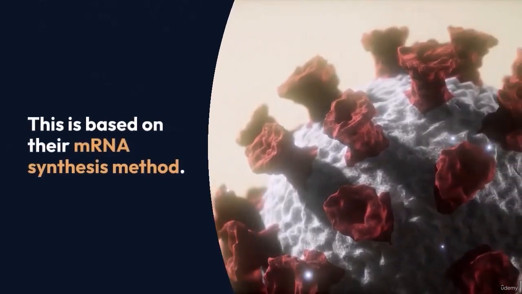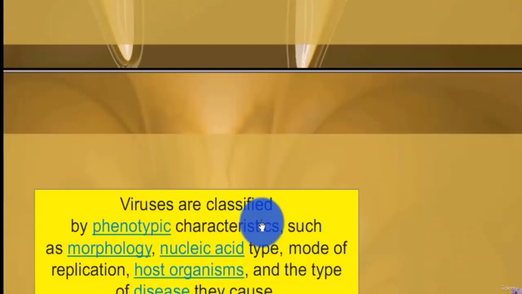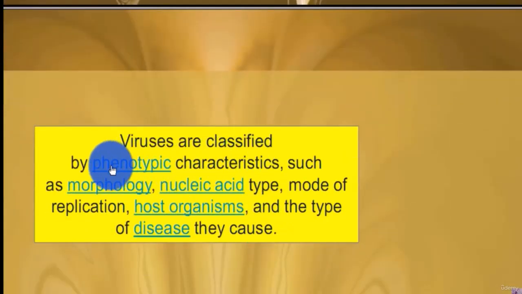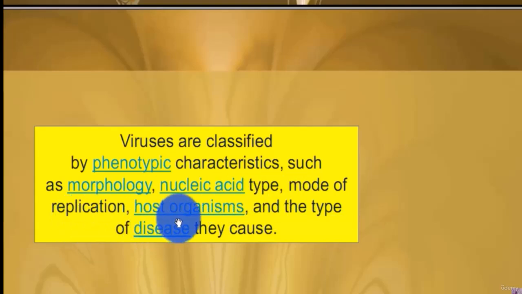The Baltimore system classifies viruses into several groups. Classification is the process of naming viruses and placing them into a taxonomic system similar to the classification system used for cellular organisms. Viruses are classified by phenotypic characteristics such as morphology, nucleic acid type, mode of replication, host organisms, and the type of disease they cause.